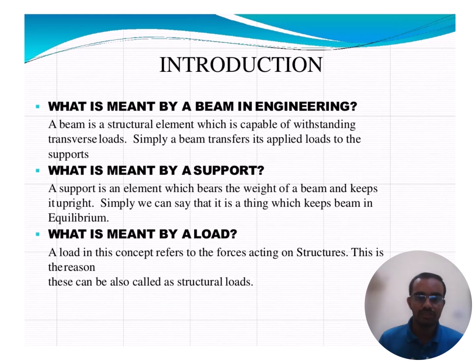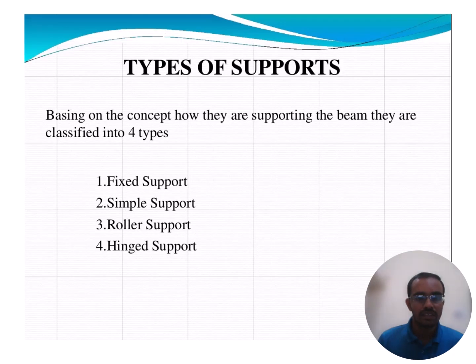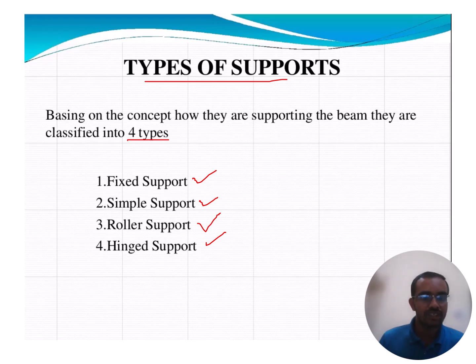And the third thing we are going to see is the load. Loads are the forces acting on the structures that have to be transferred through the supports to the ground. These are the types of support we are going to see here. In general, there are four types of supports. The first is fixed, then simply supported, roller support and hinged support. We will see all four one by one in the upcoming slides.